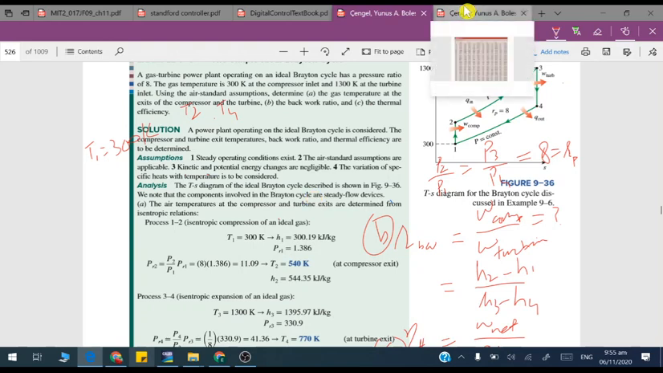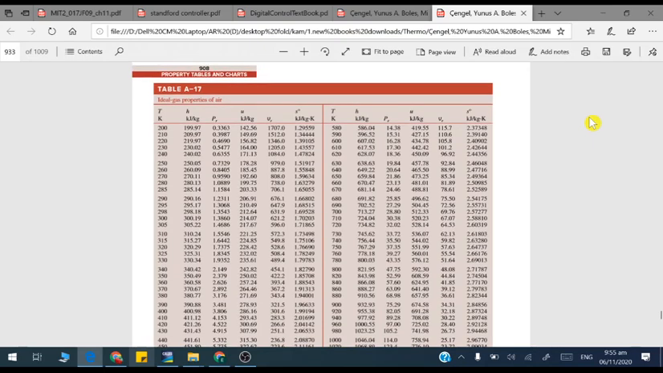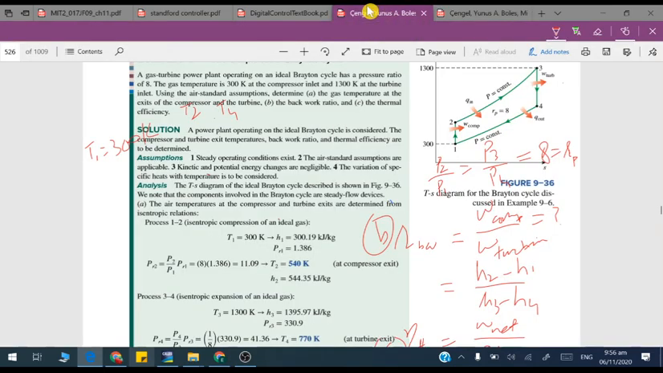Remember, we have to look in the air table, not the steam table, because here the working fluid is air. So this is Table A17, and I am using the Cengel 9th edition, so its page number is 908. In A17, the temperature is 300, so this is 300, and we have H as 300.19. So against this temperature, what will be the H? That will be 300.19 kilojoule per kg.